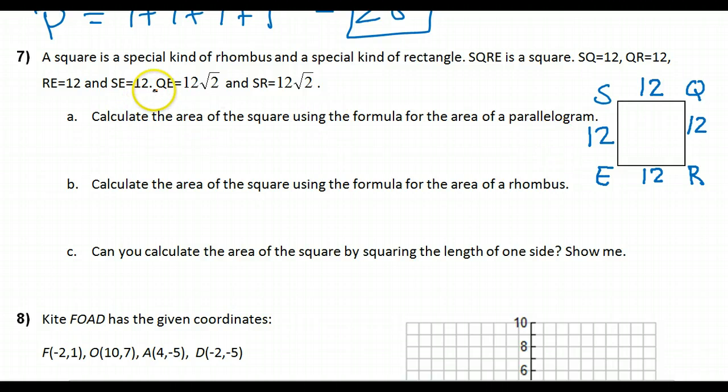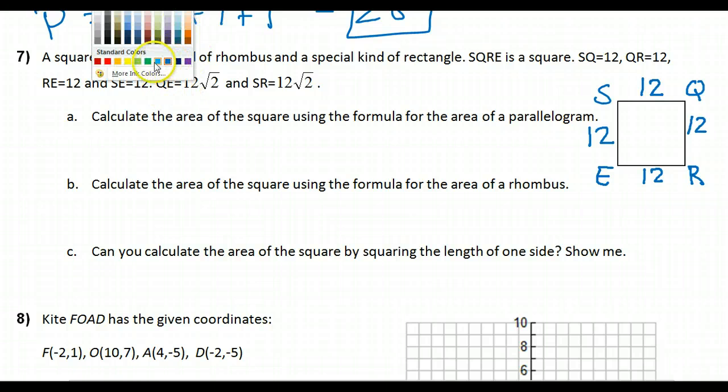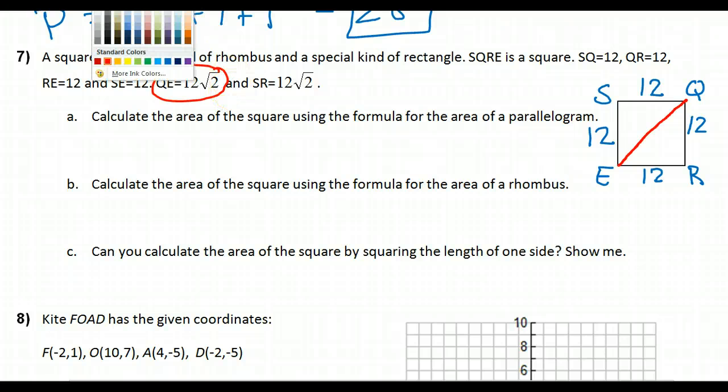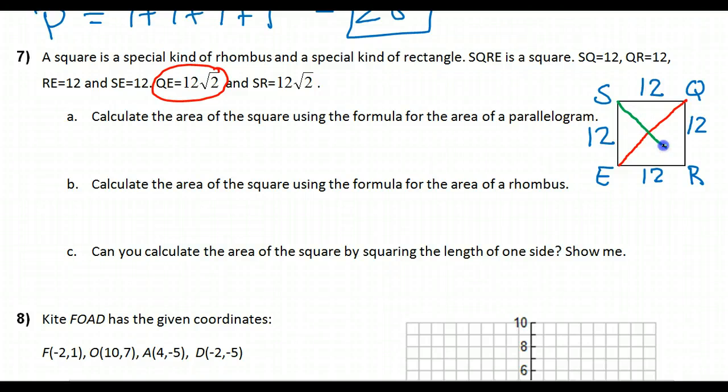But they're also giving us the diagonals. Please understand that QE is a diagonal. This is QE, and I'm just going to color match it. QE is this diagonal. It's 12 radical 2. And SR is also a diagonal. I'm just going to circle it in green. So these two are the diagonals.